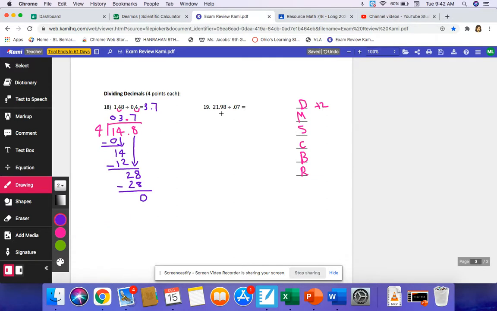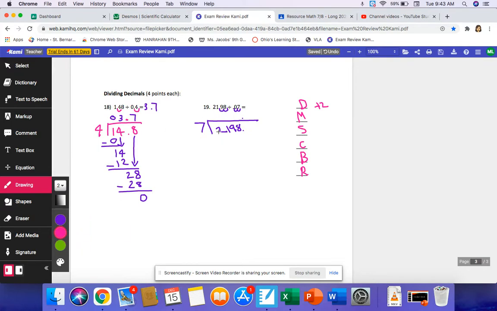All right, we do the same thing over here. We have to make this whole. Move our decimal point 1, 2 places. So we have to move it 1, 2 places over here. This gives me 21.98 divided by 7. Line our decimal points up.